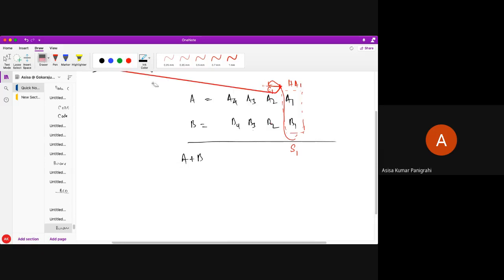These 3 bits require a full adder to add C1, A2, and B2. Let's call it FA2. It generates S2 and some carry, C2. Now C2, A3, and B3 require another full adder, FA3. It generates S3 and a carry, C3. Then C3, A4, B4 require another full adder, FA4.